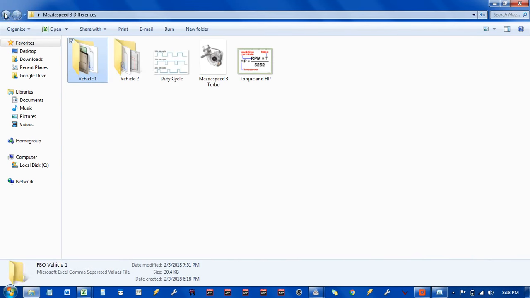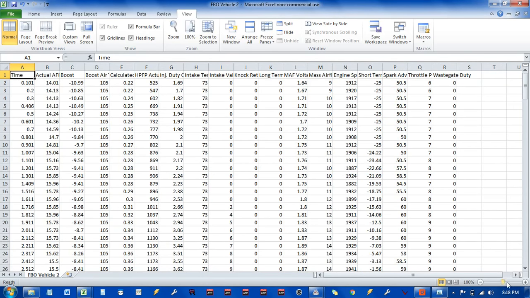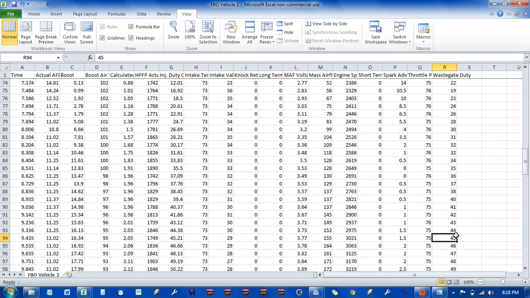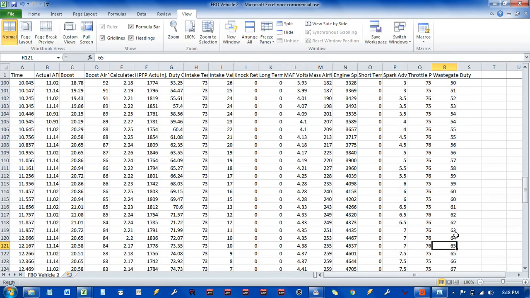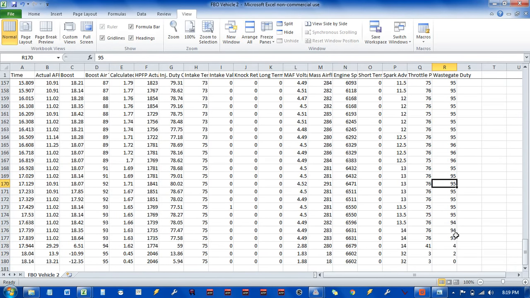So now let's take a look at vehicle number two. Vehicle number two, if we take a look at the wastegate duty, at 4,500 RPM, we're only at 65% duty cycle, and we're holding that roughly 20.5 to 21 PSI peak boost pressure. Then at 6,500 RPM, we're at essentially near 100%, and this turbo is maintaining 18 PSI at 6,500, which is a significant amount of boost.